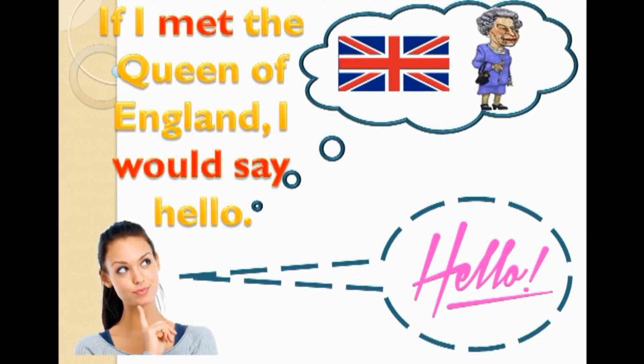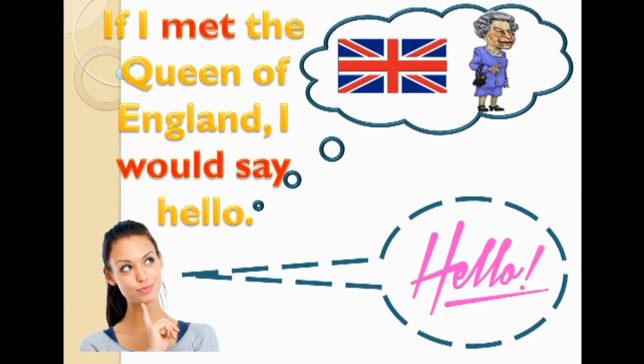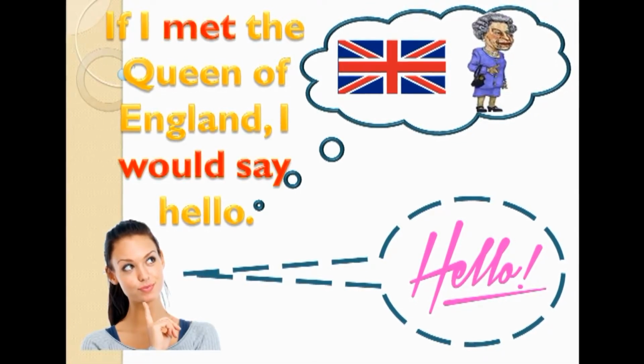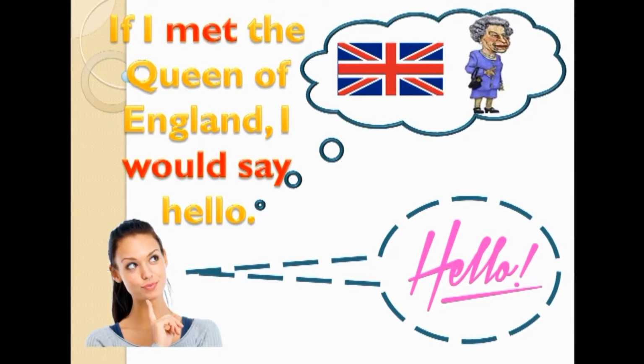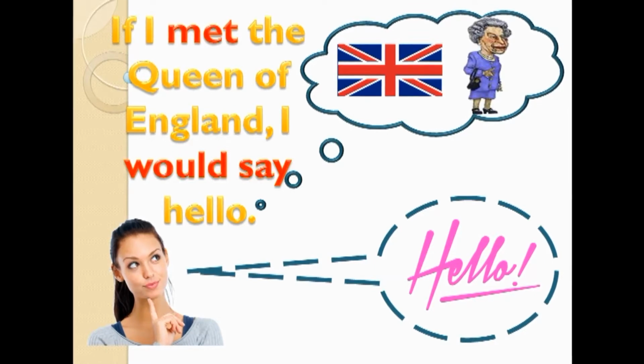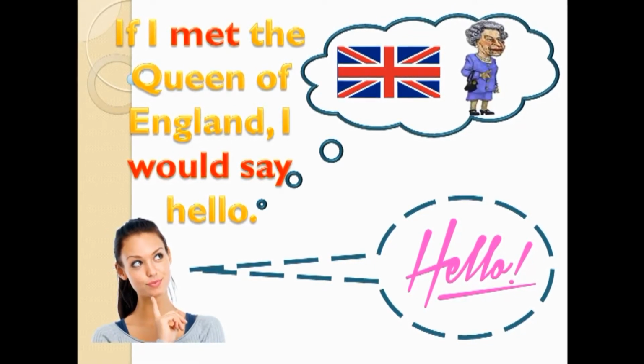There is obviously a very small chance for the girl to meet the Queen of England. However, this does not stop her from fantasizing. And she goes, if I met the Queen of England, so if I had the chance, if this were in any way possible, I would say hello. Here's one more example for you.